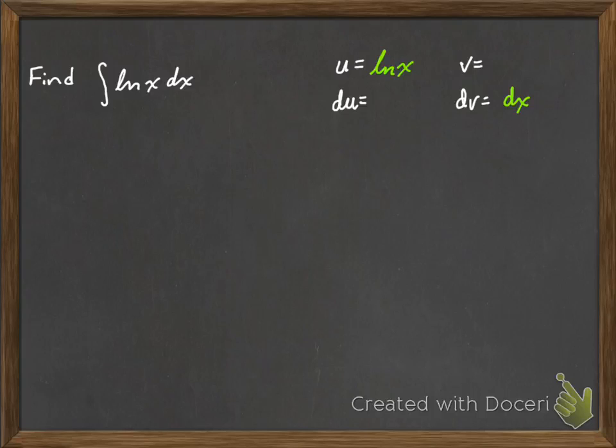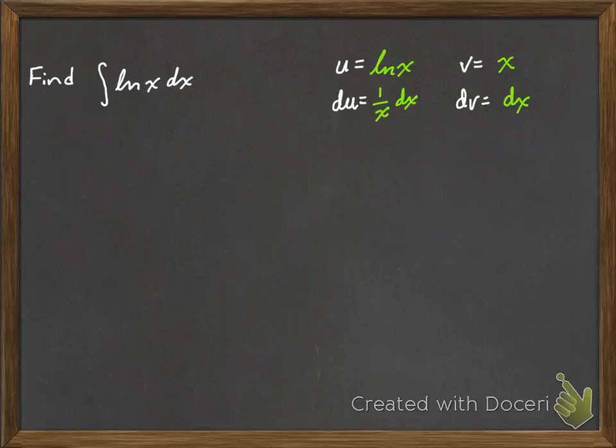All right, so now let's go ahead and take the derivatives here. The derivative of ln of x is going to give us 1 over x dx. And then over here, the antiderivative of 1 dx is going to give us simply x. Now let's substitute into our formula.